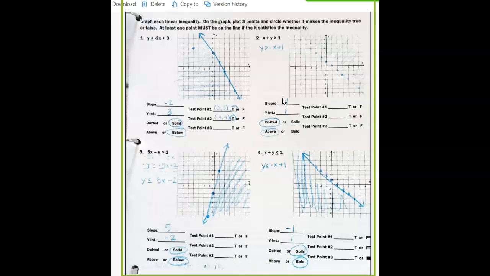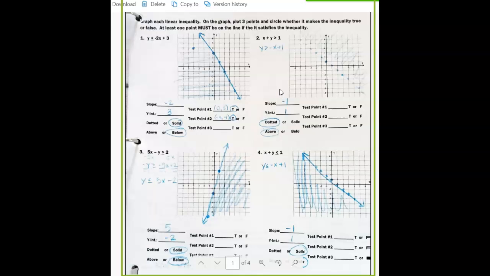All right, so our main goal for this assignment was to really investigate linear inequalities. So what we had to do was get them into slope-intercept form, identify our slope, identify our y-intercept, look at the inequality, determine if that was going to create a solid or dashed line, and then above or below.